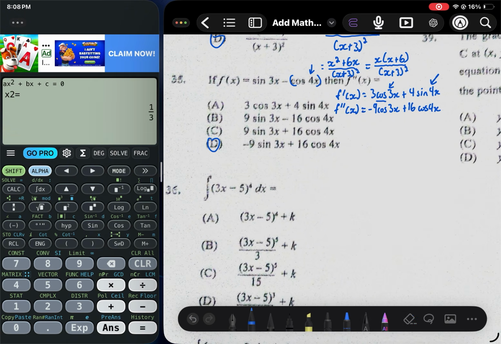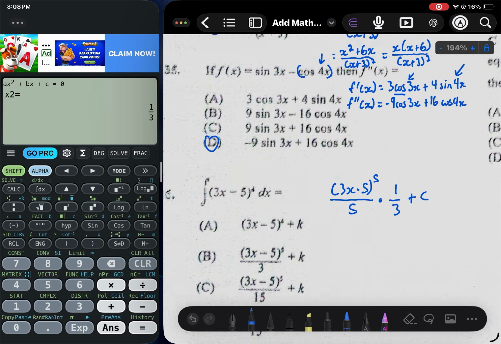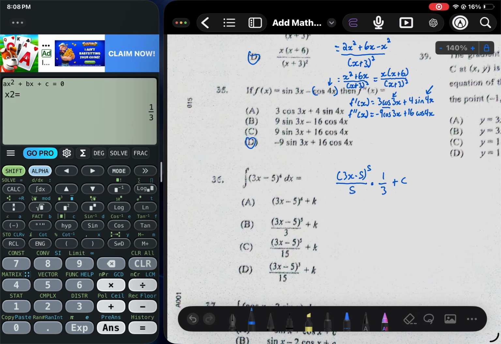The integral of 3x minus 5 to the fourth power dx is equal to, so we find the integral of the outside function, so 3x minus 5 to the fifth power divided by 5, and we multiply by the derivative of the inside function, which is 1 over 3, plus c. And that would give us the same thing as the answer at C.